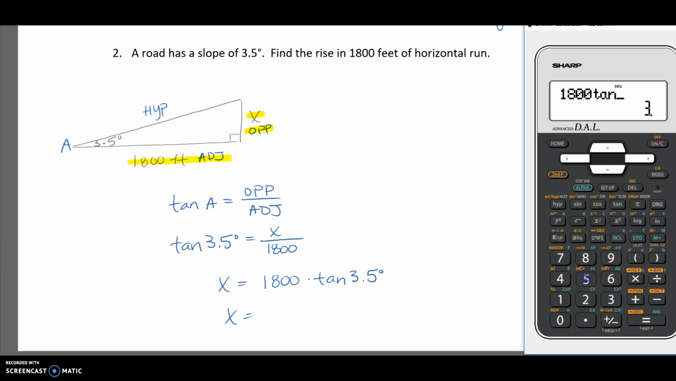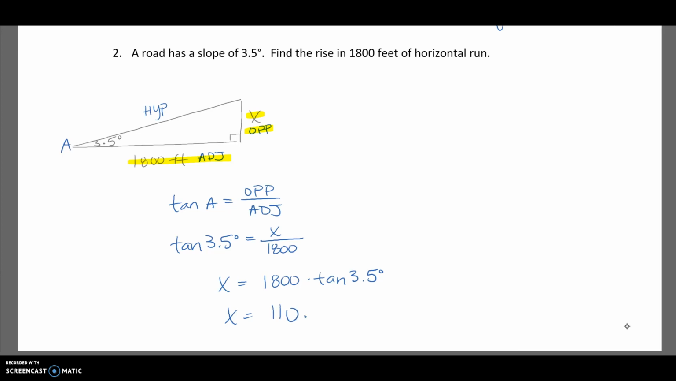Check on your calculator. You may not need the multiplication sign. You may be able to just punch in 1,800 and then tan 3.5. Oops, I missed the decimal, so I can use my backspace. 3.5, equals 110.09, or to one decimal place, 110.1 foot rise in 1,800 foot run.